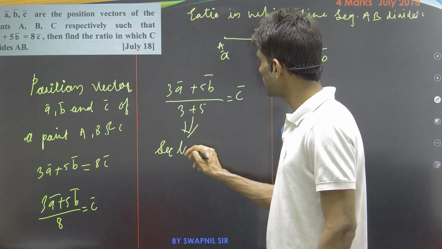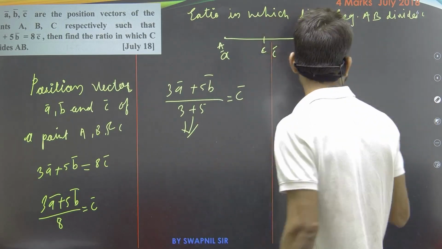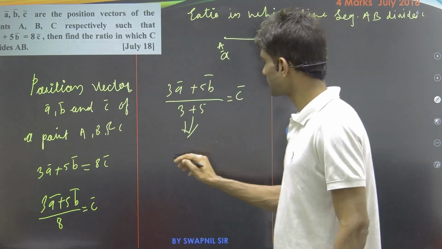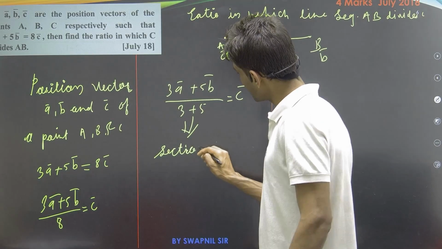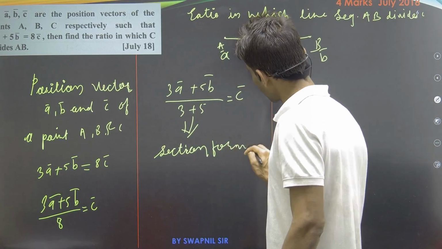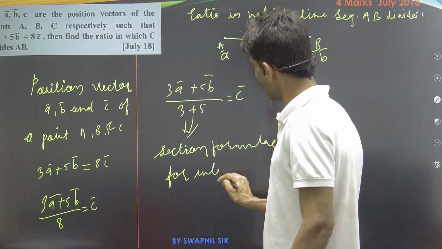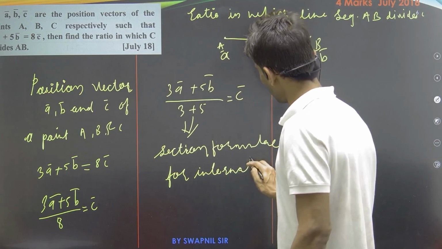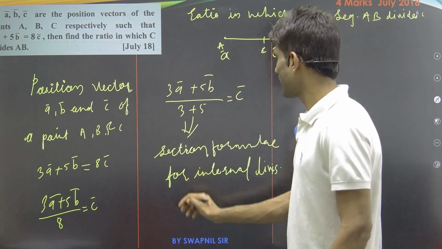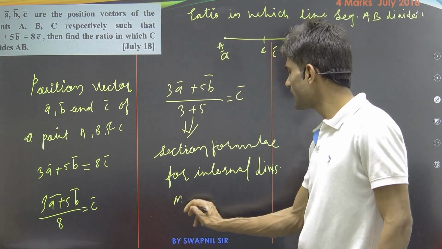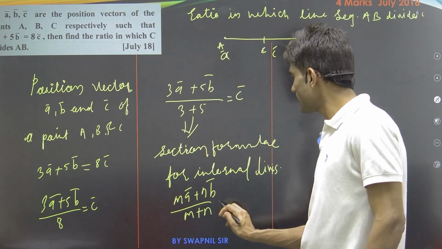We can apply the section formula for internal division here. We can write the section formula for internal division as m times a bar plus n times b bar upon m plus n, which is equal to c.